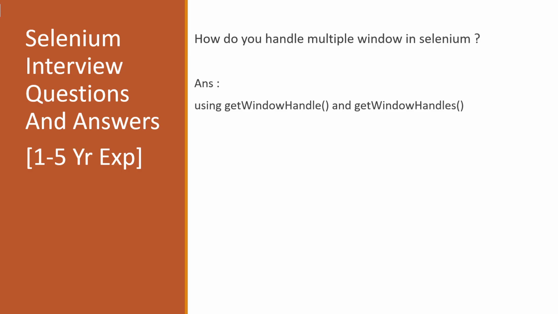So these are the whole steps you have to perform. First you have to fetch the parent window with getWindowHandle. Then you have to fetch all the child windows using getWindowHandles. Then inside a for loop you have to use the iterator method, which will iterate one by one over all the child windows and compare them with the parent window. Then the final step is to switch back to the main parent window. So that is how you can handle multiple windows in Selenium.